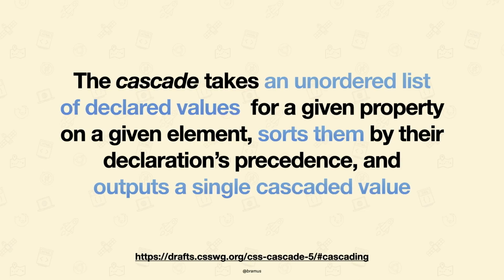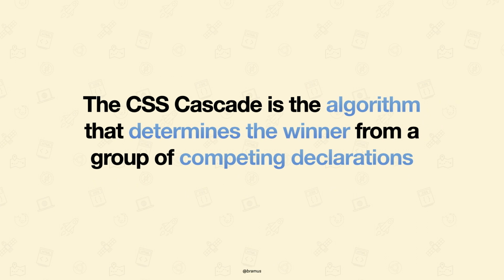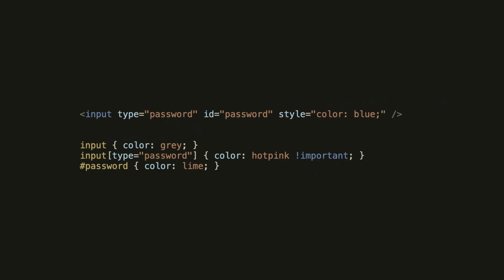Now, I could give you the official formal definition. This is the one from the spec. I'm not going to read it to you, because if I'm honest, it's a bit technical and it's also a bit difficult to parse. I prefer this more simple definition, namely this one. The CSS Cascade is an algorithm that determines the winner from a group of competing declarations. Competing declarations being all those color declarations that we see there. And then the CSS Cascade says, hey, you know what? That one right there, that's the winner, and that one is going to set the color. Cool, right?